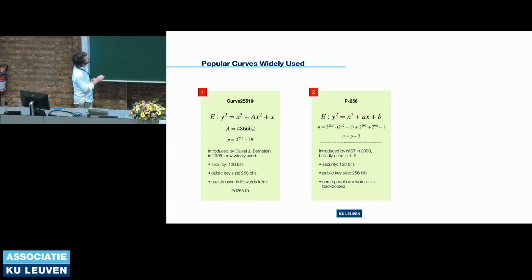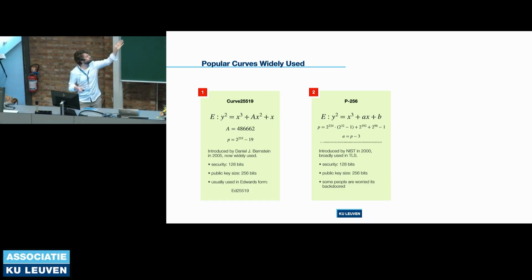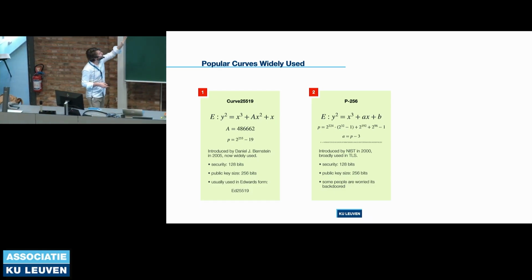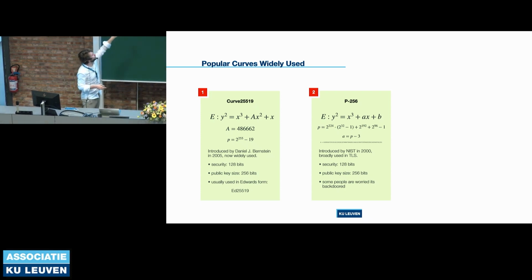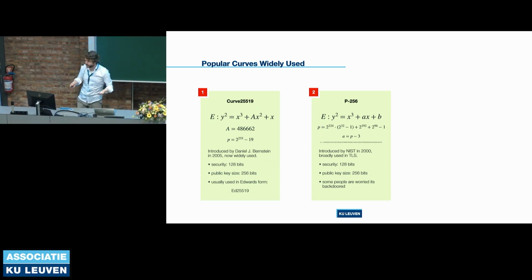It has 2 coefficients, A and B. A is very close to this prime, but B is this massive random value, essentially. This was introduced by NIST before 2005, as you can see. This was standardized very early. It's also very broadly used. In terms of security and public key size, it's essentially the same.